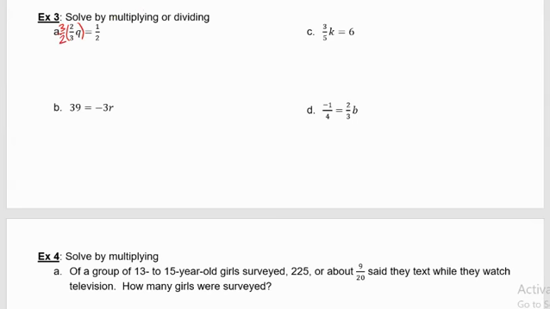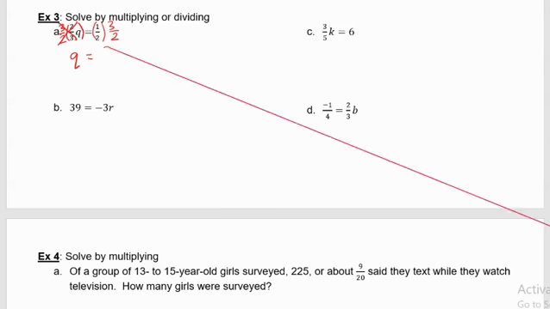And what I do to one side, I have to do to the other side. So I'm also going to multiply the other side by 3 over 2. Well, that cancels out the 3's and the 2's on this side. So I'm left with Q, which is what I want. And then I have 1 times 3 is 3. 2 times 2 is 4. So I get Q equals 3/4.